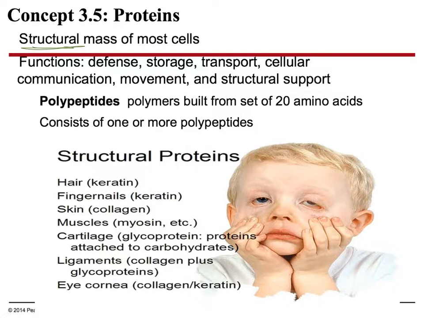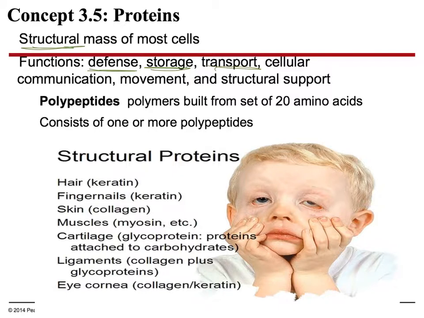Several functions. They help protect us from invading organisms. We have white blood cells that can ingest bacteria, etc. if we get some kind of an infection, and those white blood cells are mainly protein. Storage. We're able to store calcium in muscle cells. We store calcium in bones. We store sodium, potassium, so we're able to store things in these molecules.